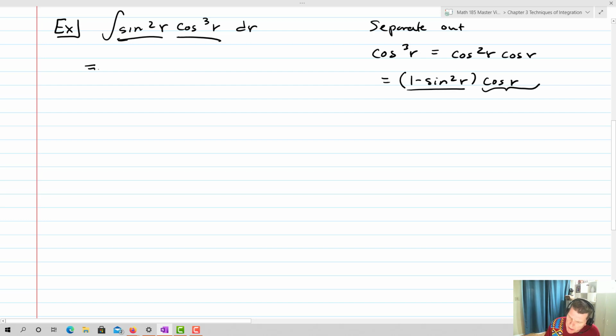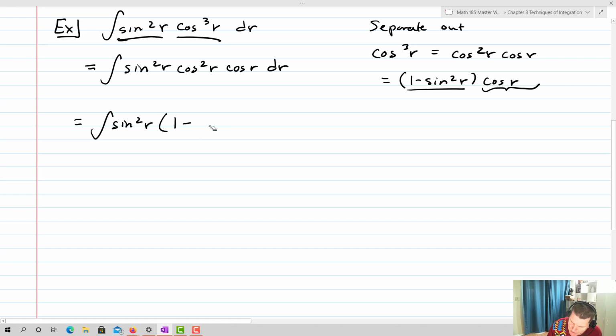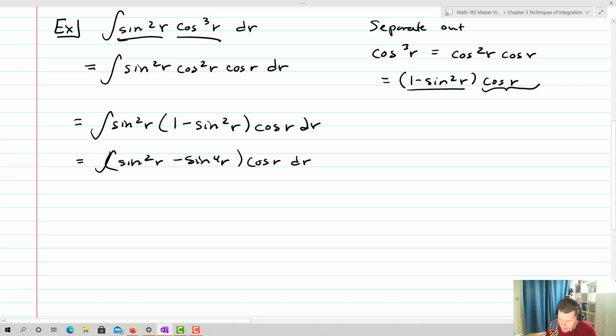So I've got the integral of sine squared r, and this will be cosine squared r cosine r dr. That ends up equaling the integral of sine squared r times 1 minus sine squared r, and that's my substitution, times cosine r dr. Then just doing a little algebra, I get sine squared r minus sine to the fourth r, times cosine r dr.